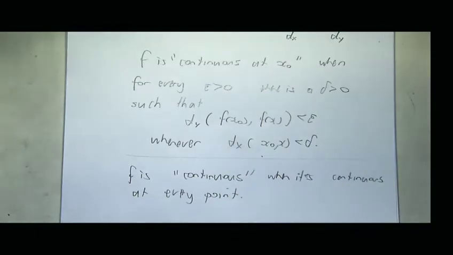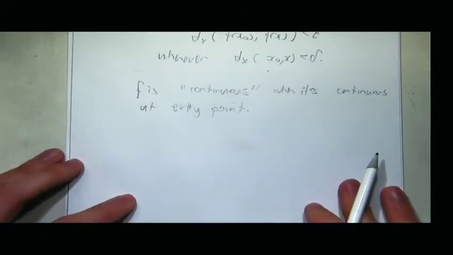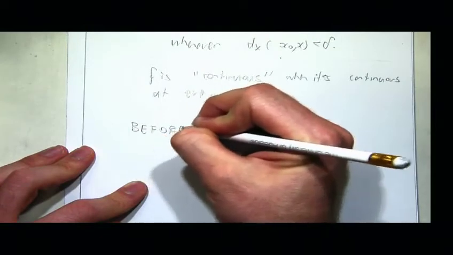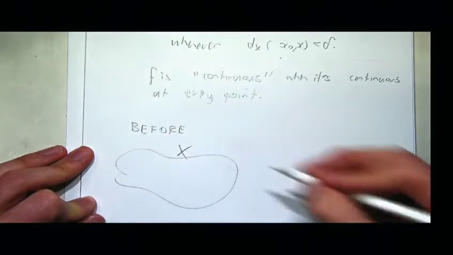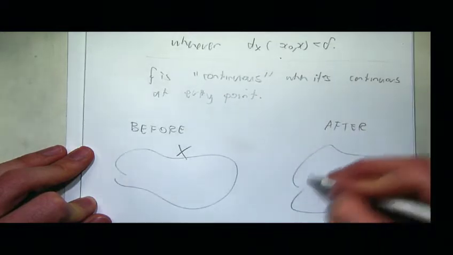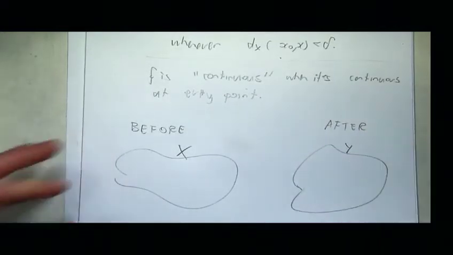Now what does the picture look like for continuity? Well, it goes with this before and after picture thing. So before is where this is x here, and after this is y here. Okay?